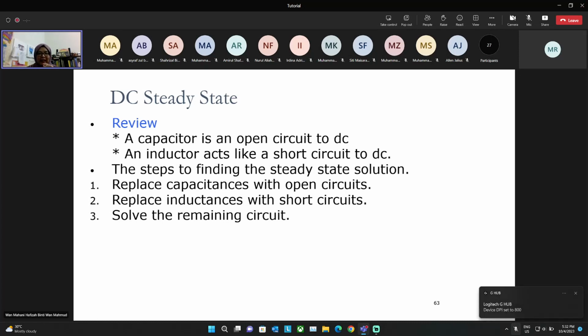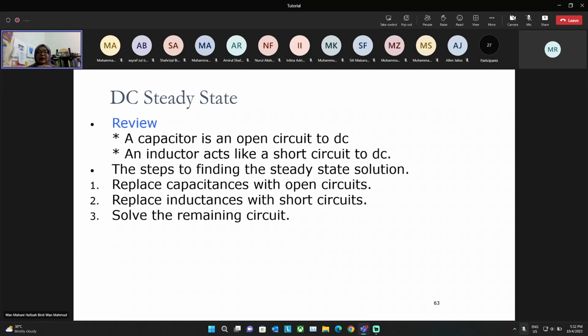Bahagian DC steady state. Ini dia akan relate back with chapter 2 dengan chapter 3 nanti. Okay, so in conclusion lah, what we can learn from this first chapter, capacitor is an open circuit. Bila dalam keadaan DC ni dia punya voltage constant, dia tak ada perubahan. Voltage ataupun current dia constant, 10 ampere, 10 volt.